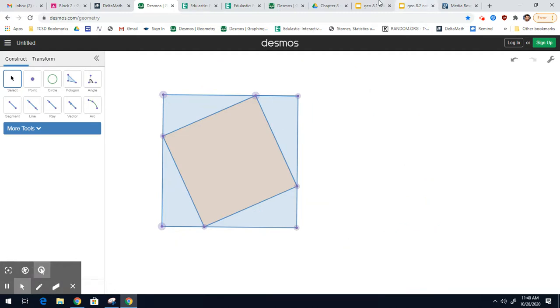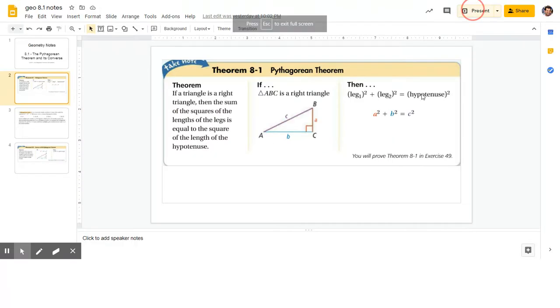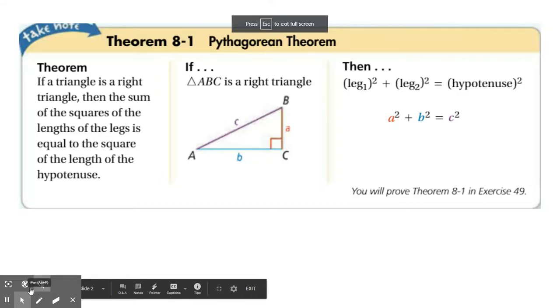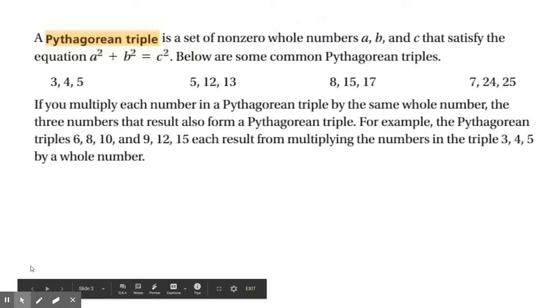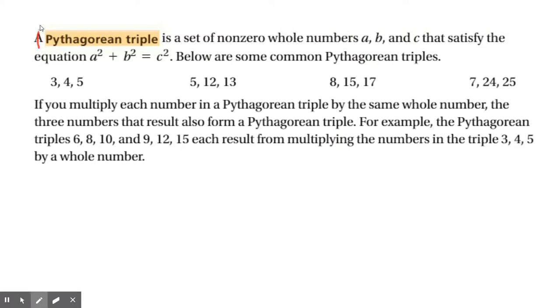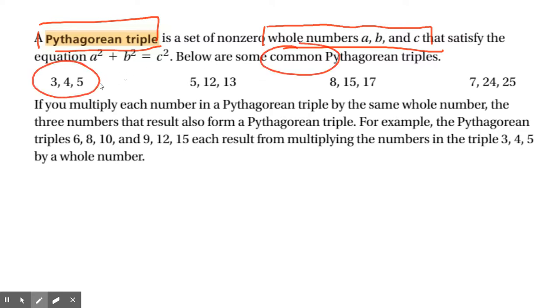So let's go back to our notes and finish this section up. So there are these things called Pythagorean triples. Pythagorean triples must be non-zero whole numbers, A, B, and C. So they can't be decimals, can't be square roots, that will satisfy Pythagorean theorem. Now, there are some common ones below. 3, 4, 5 is very common. You'll use that a lot in pre-calc. 5, 12, 13, somewhat common. And now we're getting less common with 8, 15, 17, and 7, 24, 25. But these are the first 4 sets of Pythagorean triples.